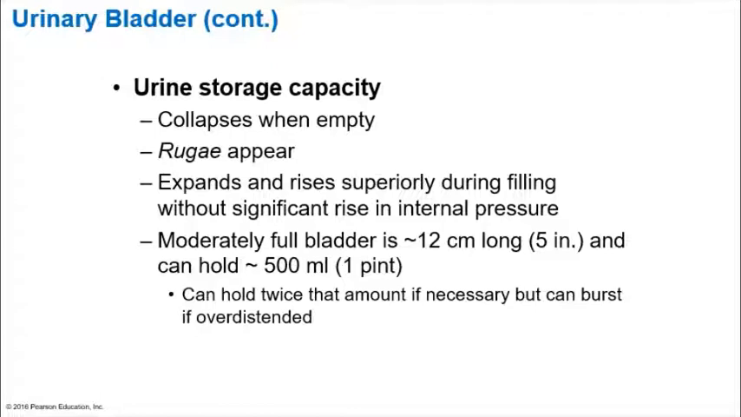And we even know how much the bladder could fill up with. On average, the bladder usually holds about 500 milliliters of urine, about a pint. And if it had to, it can almost double that amount in extreme circumstances. But you don't want to try to double that amount. You don't want to try to hold a liter of fluid. You might over distend and possibly perforate the bladder.